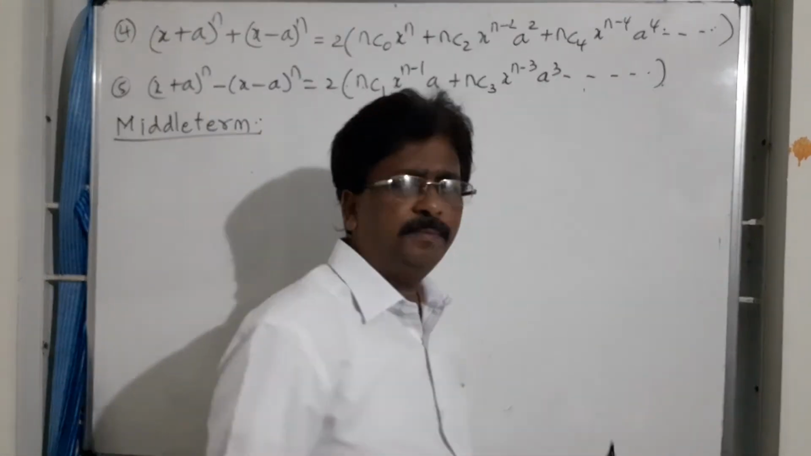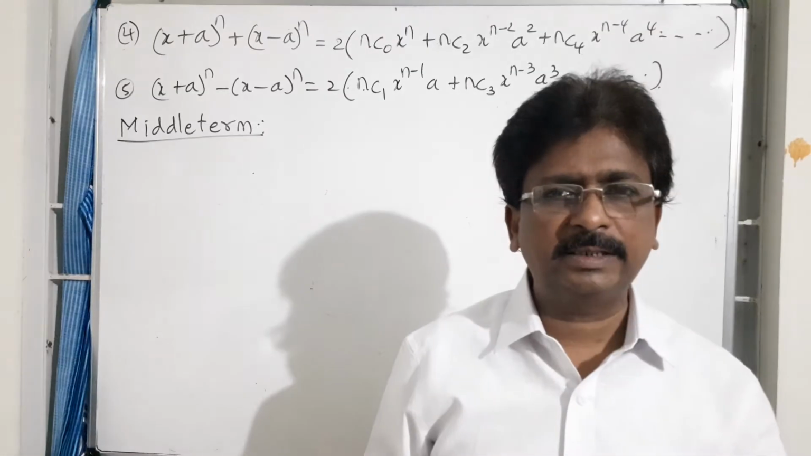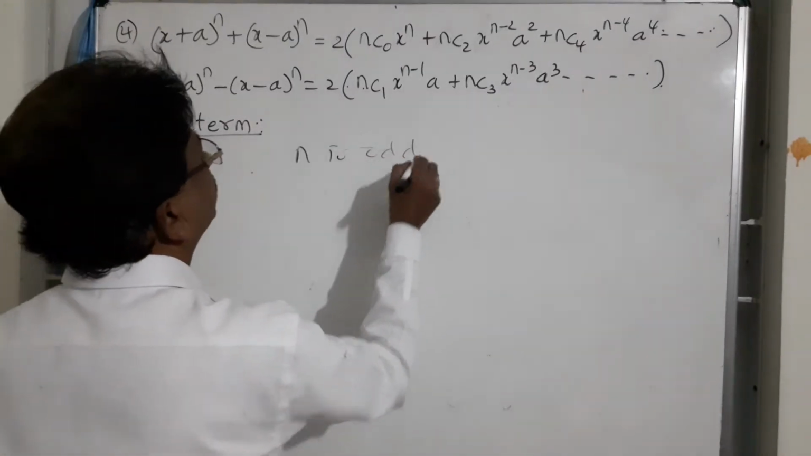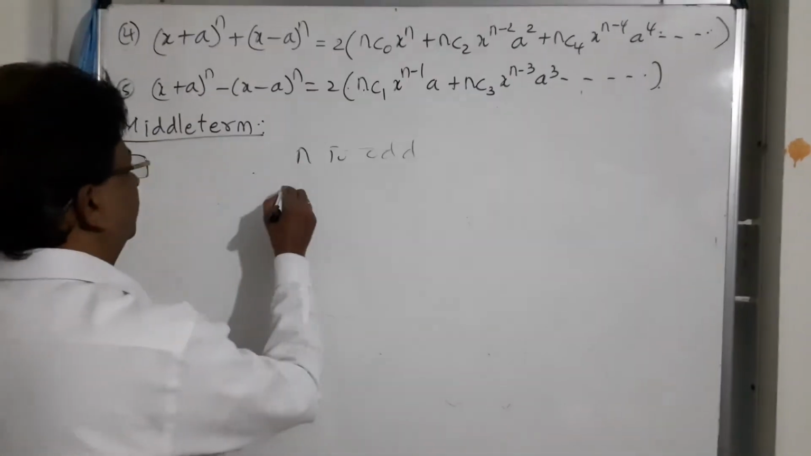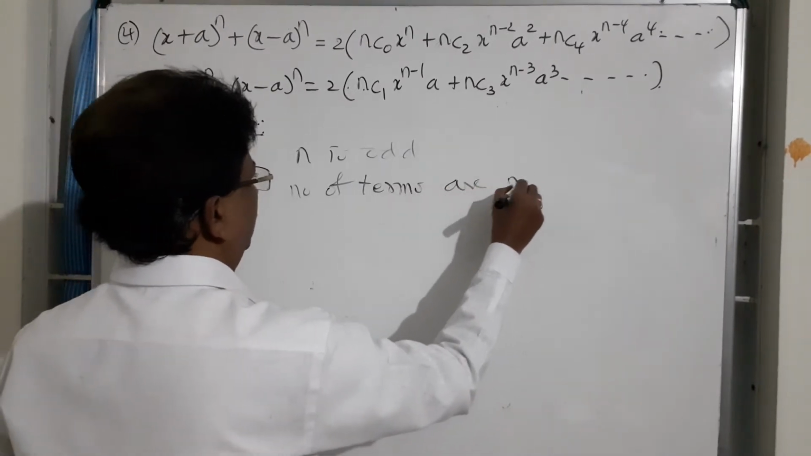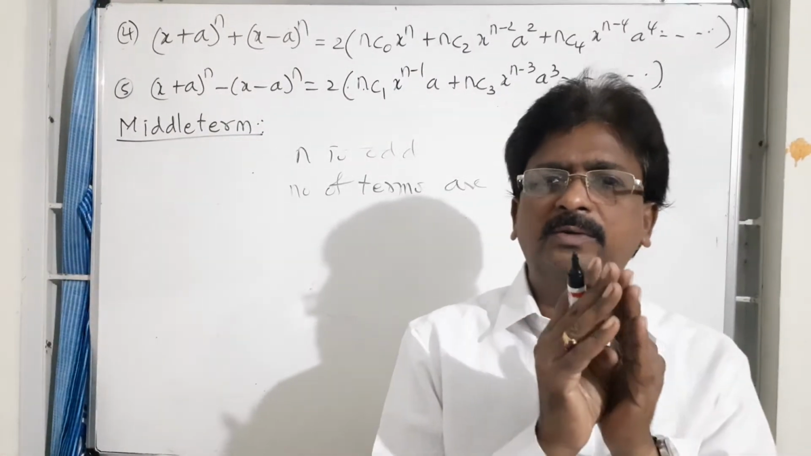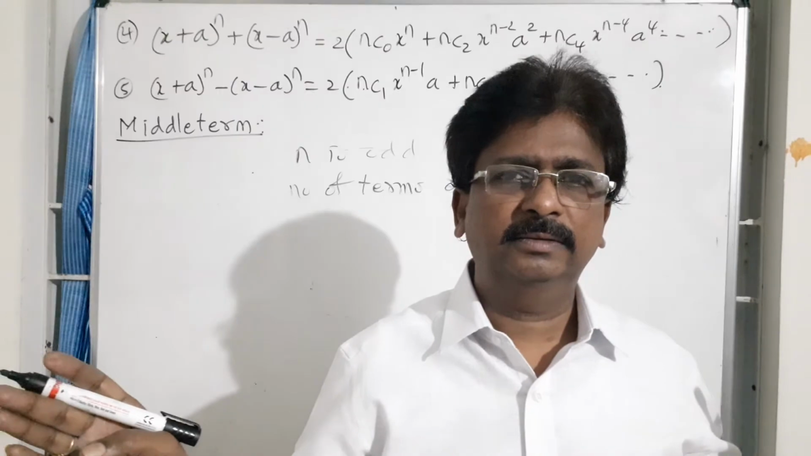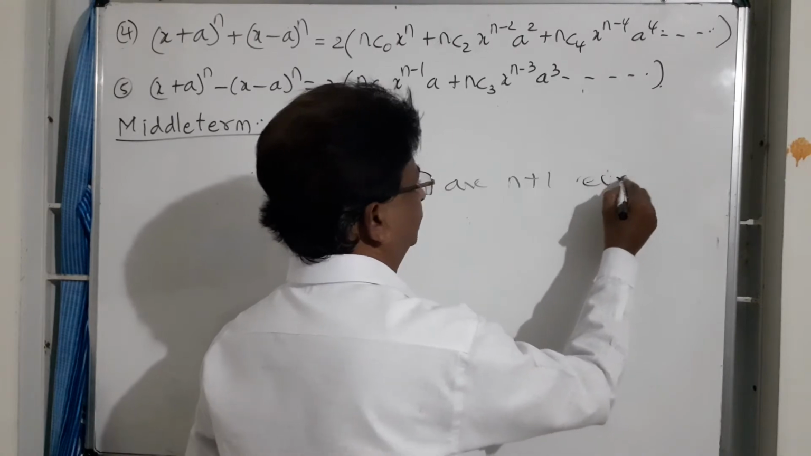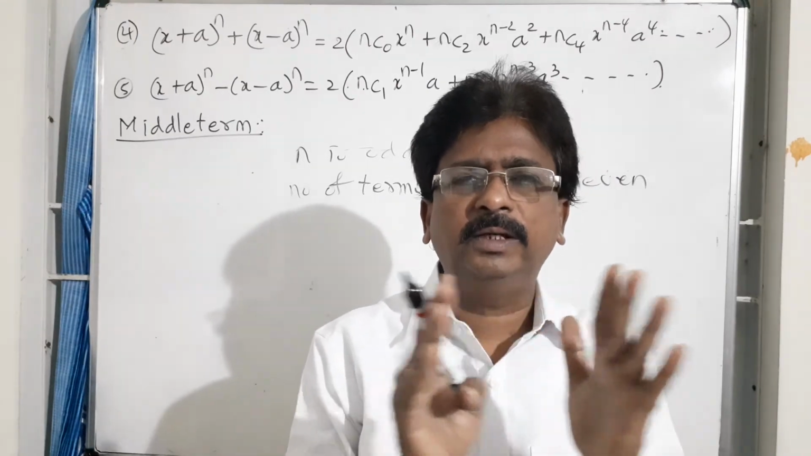Okay. Now what will happen when n is an odd number? If n is an odd number, the number of terms is n plus 1, that is an even number. Now an odd number cannot be shared into two equal parts. Sorry: n is odd, n plus 1 is even. So an even number can be shared into two equal parts.